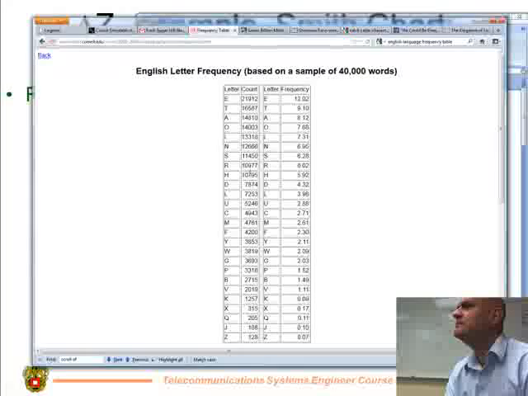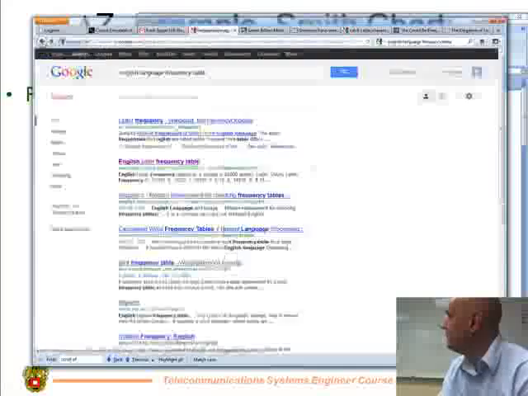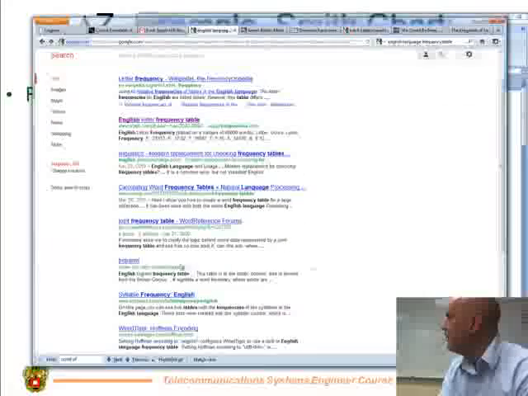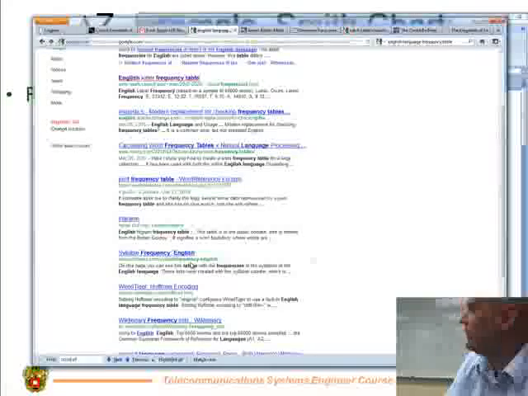What was the sample size of 40,000 based on? Well, that's a good question. I'm not sure which one this is. This one's out of Cornell. 40,000 characters is almost nothing, right? There's a bunch of them. Some are based on Shakespeare's works, and some are based on newspapers, and they're significantly different.